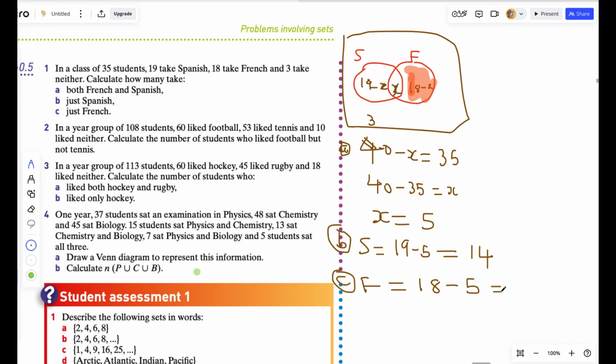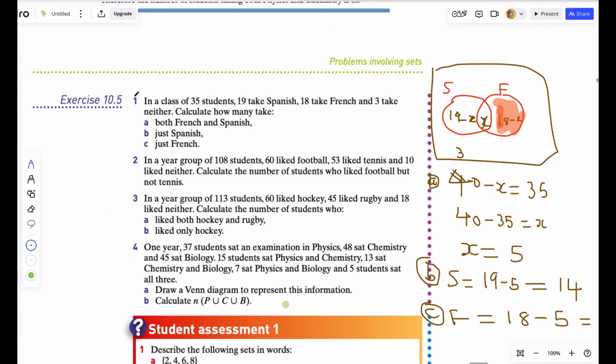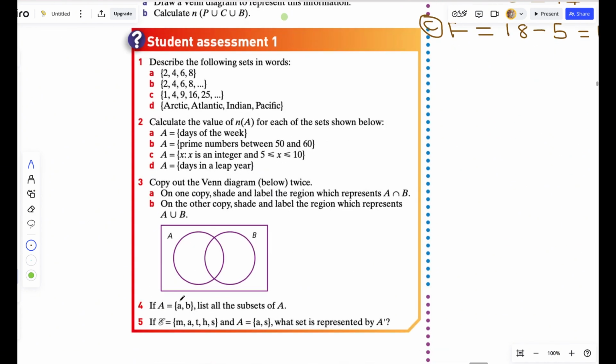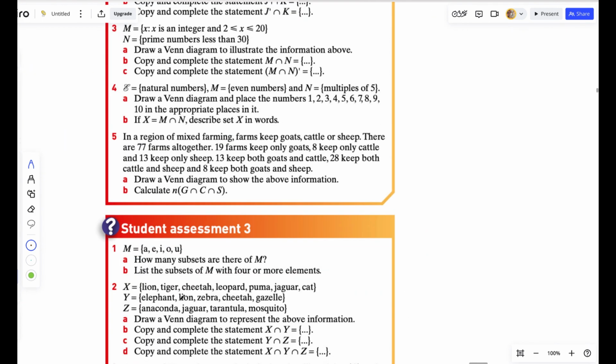Okay, so this is how you attempt the questions. So you pause the video and solve. We've done question 1, exercise 1 for you. So you do the remaining exercises. You do 2, 3, and 4 and come to the student assessment and try to solve the questions in the student assessment.